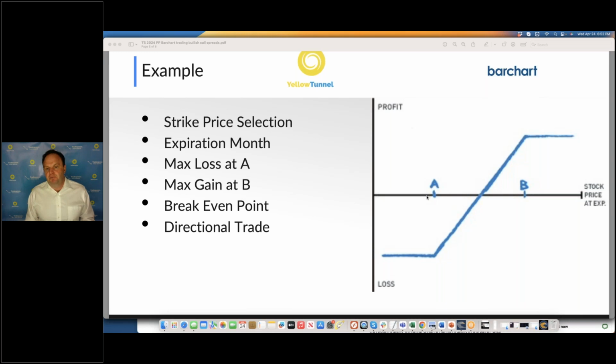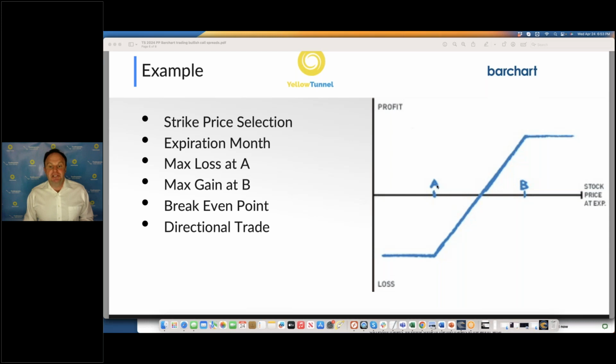Maximum loss is at point A, right? On your x-axis, I have a stock price selection. Stock XYZ is trading at $100. You can buy a 100 or a 90 strike, that's point A, and then you can sell out of the money, let's say 110. So if a stock is trading at 100, you can buy 100 and sell 110. That's probably the most common strategy, very popular.